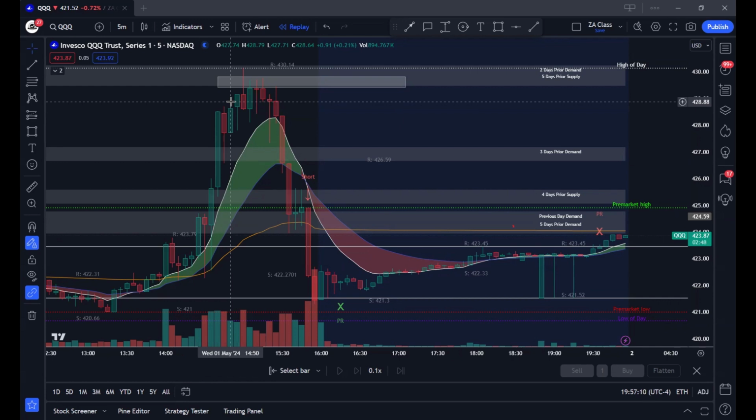Dark pool data is outside my area. There are a lot of data providers like Unusual Whales and TraderLink who can give you dark pool prints, but that's not something you can just get in TradingView.